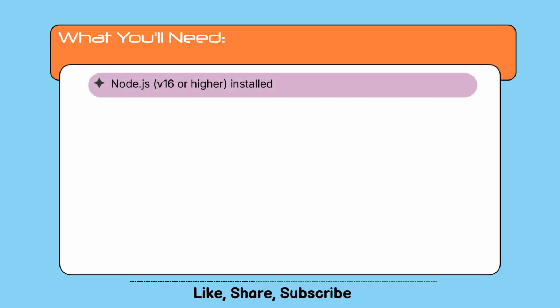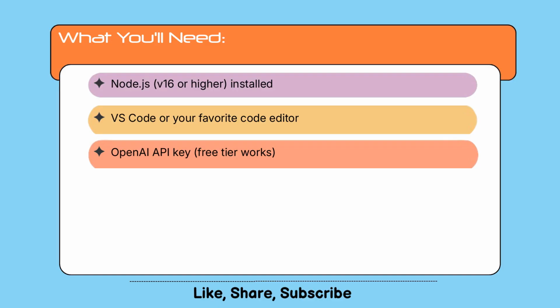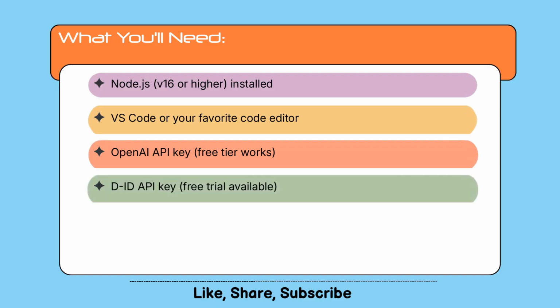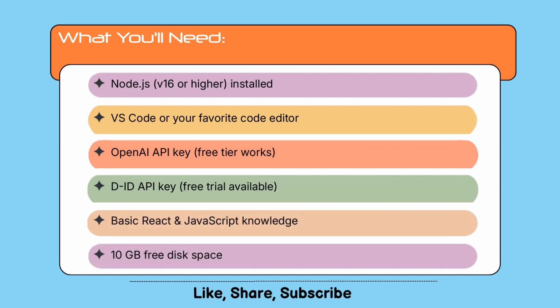What you'll need. Before we dive in, let's make sure you have everything ready. You'll need Node.js installed, a code editor like VS Code, an OpenAI API key, a D-ID API key, and basic knowledge of React and JavaScript. Don't worry if you're not an expert, I'll guide you through every step.